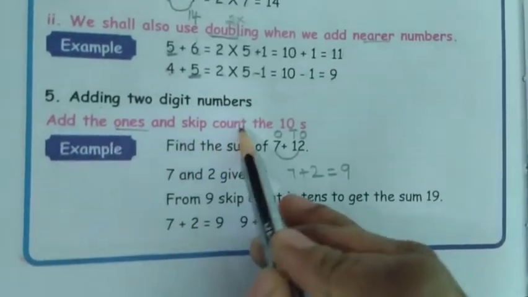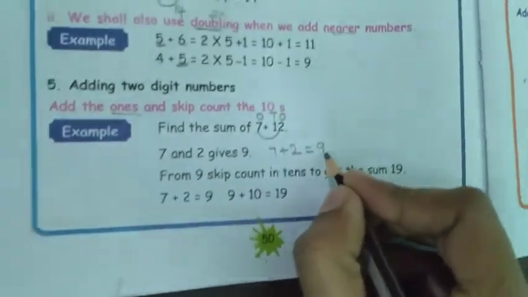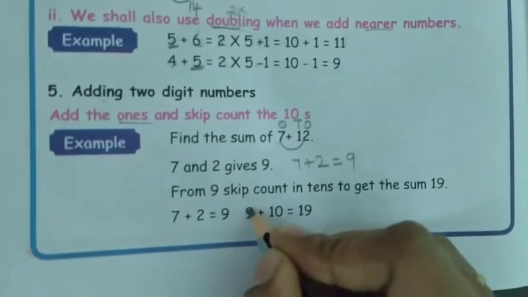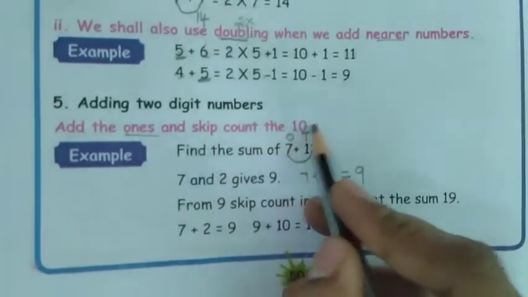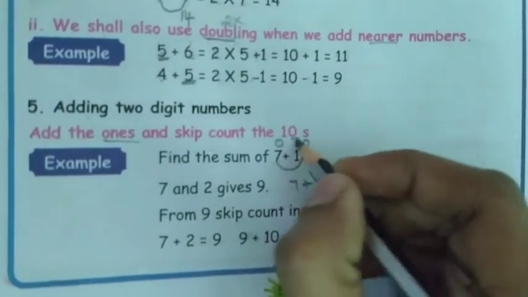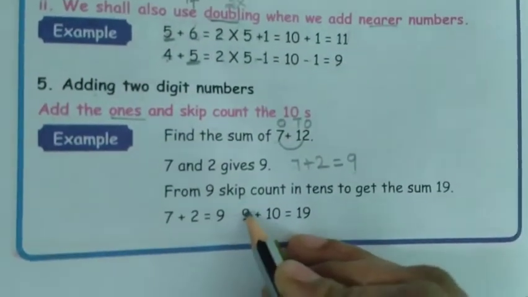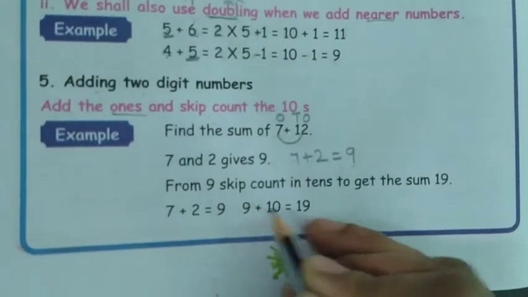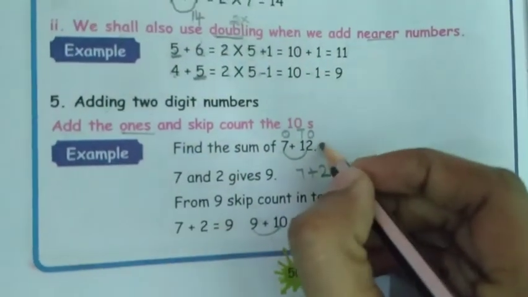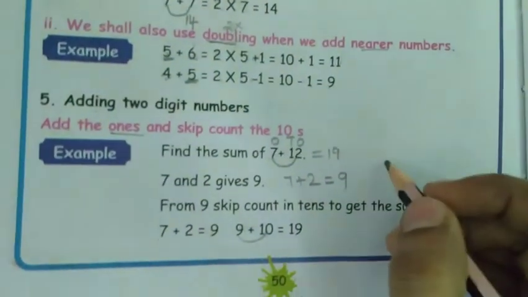Next, skip count the tens. Now we have the answer 9, so put 9 plus skip counting the tens. In the tens place, what do we have? 1. So 1 ten means what? 10. Very good. So put this 9 plus 10. 9 plus 10 is 19. So 7 plus 12 equals 19. 19 is the answer.